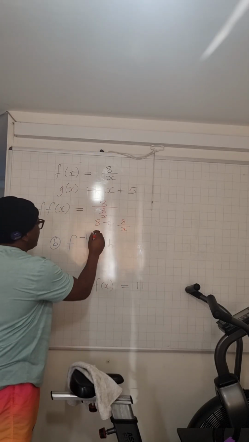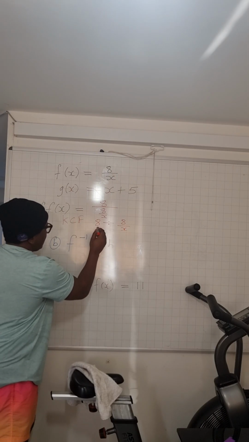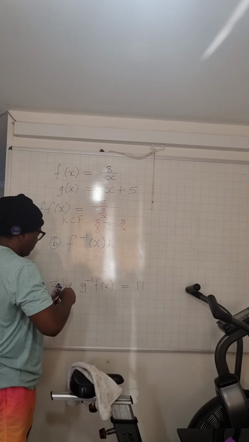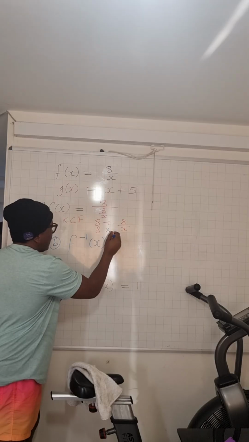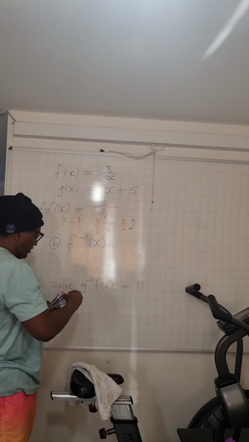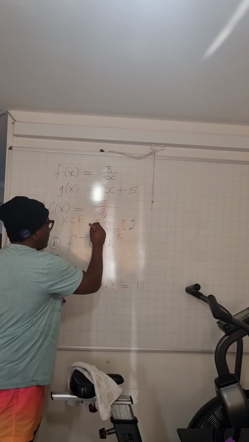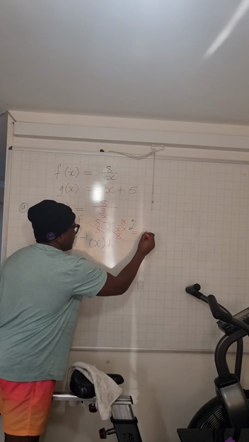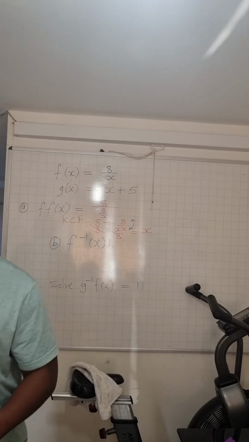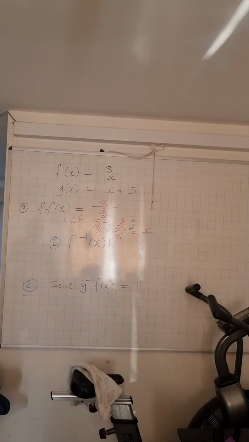When you divide, you keep, change, and flip. Keep the 8 the same. Change the divide to times and flip the other one. Keep, change, and flip. It becomes x over 8. So 8 will cancel 8, and you're left with x. Does that make sense? So f f of x gives you x. Now the next one is f inverse.